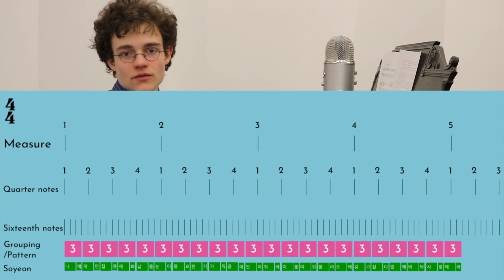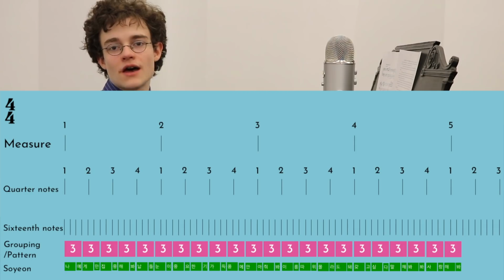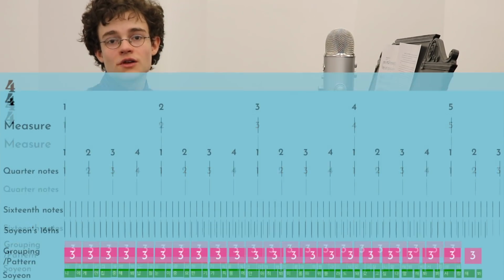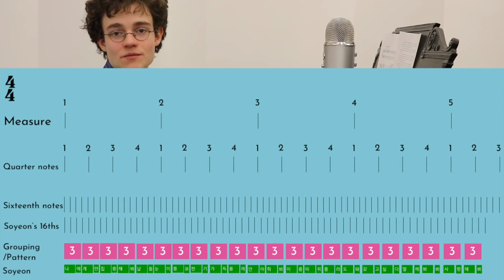Well, sort of. Over the course of doing this rap, Soyeon slows down by about 10%. Senorita is at 120 BPM, that is 120 quarter notes per minute. But by the end of her rap, Soyeon has slowed to about 108 BPM.